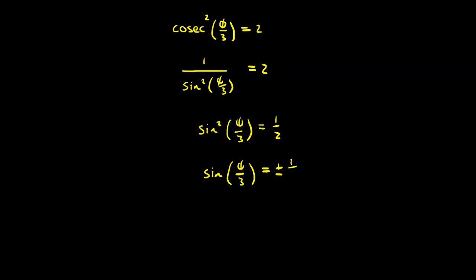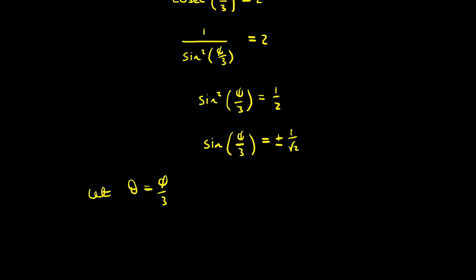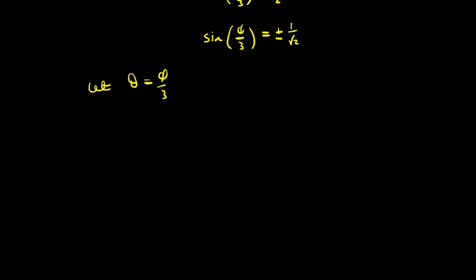Okay. Now, if you ignore the plus and minus, you're going to miss out some of your solutions. That's really important. I think that's a mistake that lots of people will make. Now, when it gets to this particular stage, typically what I would say is replace this phi by 3 with something else. So I'll call that theta. I'm going to say let theta equal phi by 3. And that means that now the equation that I'm going to try to solve is sine theta equals plus or minus 1 upon root 2.